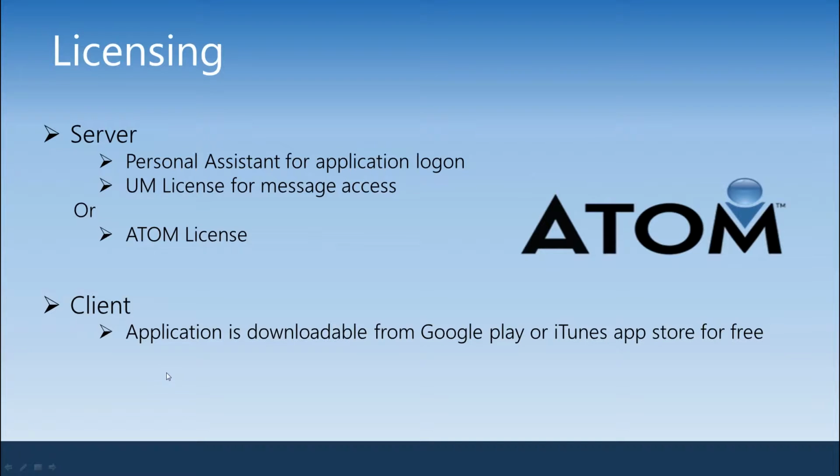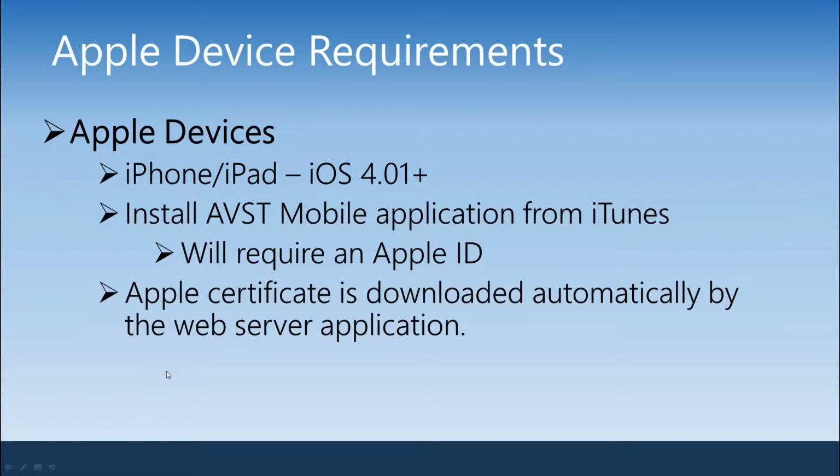Okay, licensing, which is kind of interesting. For 8.7 SU1 and below, you need a personal assistant license to be able to log on and use the client at all. If you want to access messages, you're going to need a UM license, or combined all together with an ATOM license. And those of you that aren't familiar with ATOM, it's our bundle. It includes personal assistant, unified messaging, and speech licenses. It's meant to give you an easy way to license the full unified messaging experience rather than have to figure out how many of each type of license that you need.